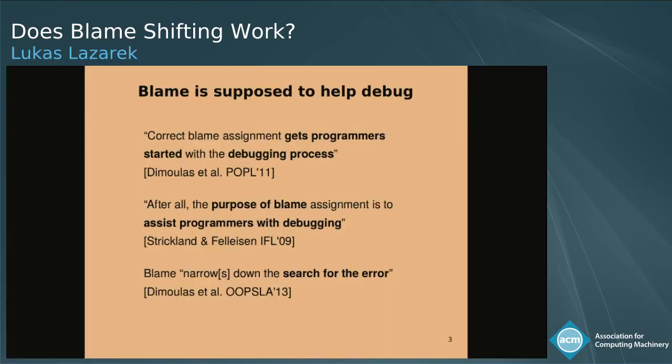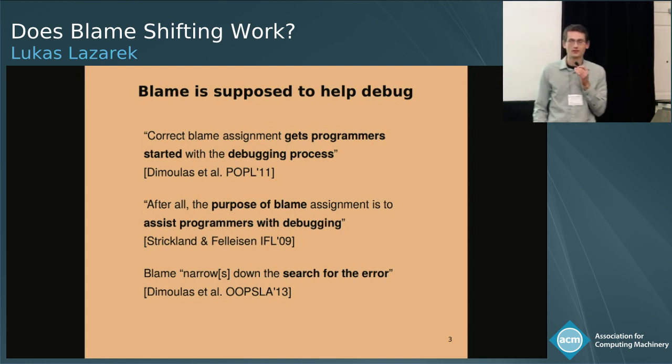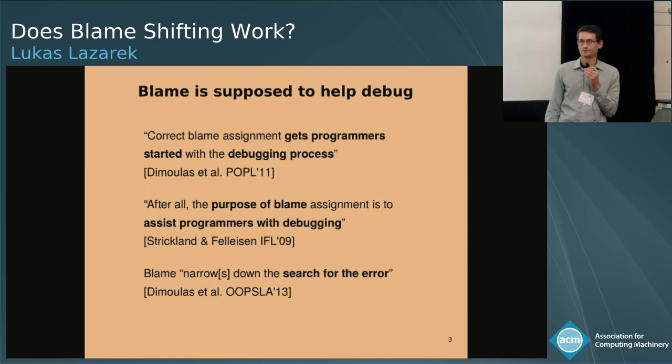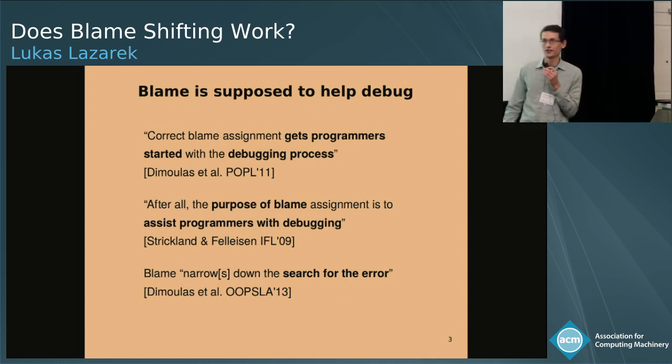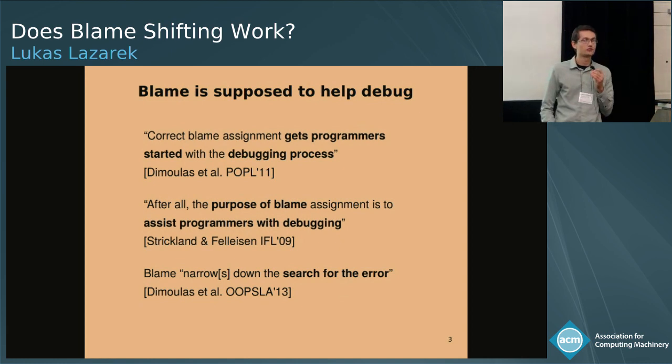But let's take a look at how a lot of these papers working on contracts are talking about the purpose of blame. Correct blame assignment gets programmers started with the debugging process. After all, the purpose of blame assignment is to assist programmers with debugging. And finally, blame narrows down the search for the error. What we can see from these quotes is that fundamentally blame has a very pragmatic purpose, which is to help programmers find the problem in their programs.